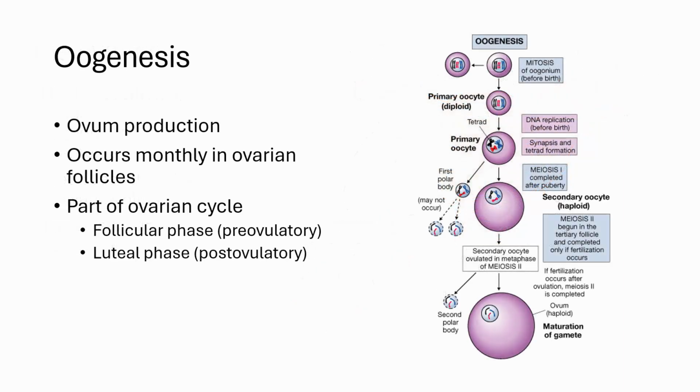And oogenesis. Oogenesis is ovum production, so egg production. It's going to occur monthly in the ovarian follicles, and it's part of the ovarian cycle, which contains the follicular phase, which is pre-ovulatory, and the luteal phase, which is post-ovulatory. Now, ovulation is going to be the release of that egg after maturation. And probably the best way to take a look at how the egg is produced is we're going to take a look at a little video.